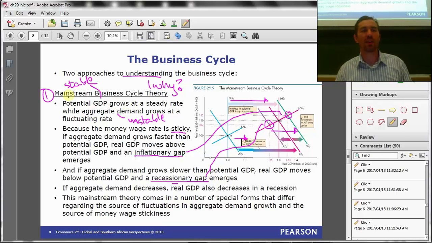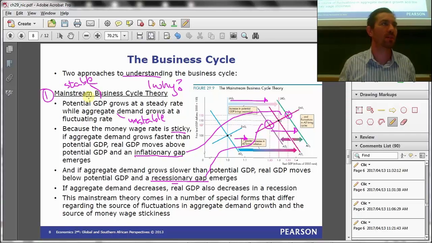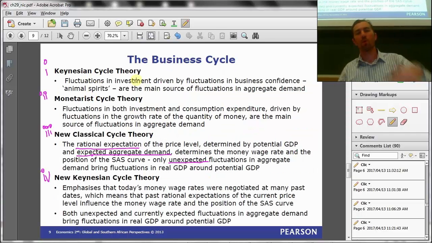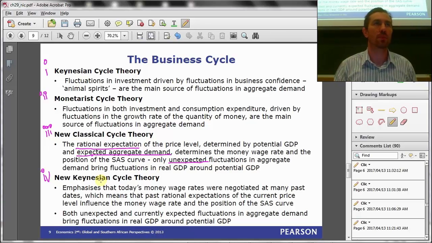And that's why it's fairly mainstream. You know, everyone can get behind this at some point. Whether you think it's more about business expectations, whether you think it's more a policy-driven thing, whether you think it's more supply side or whether you think it's more demand side, you still think that they both can have an effect, okay?